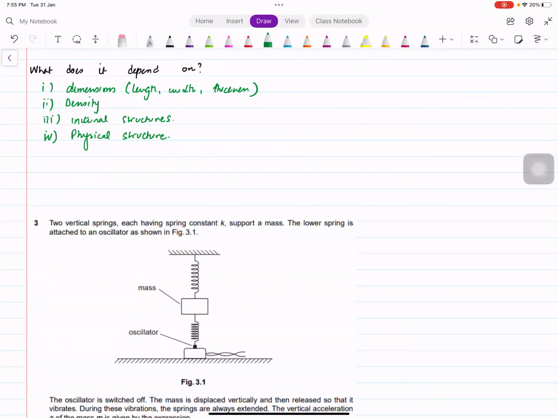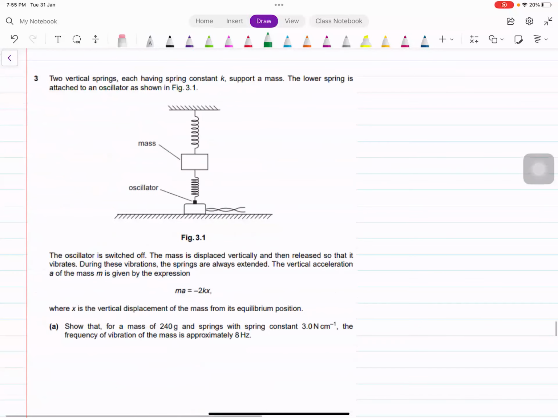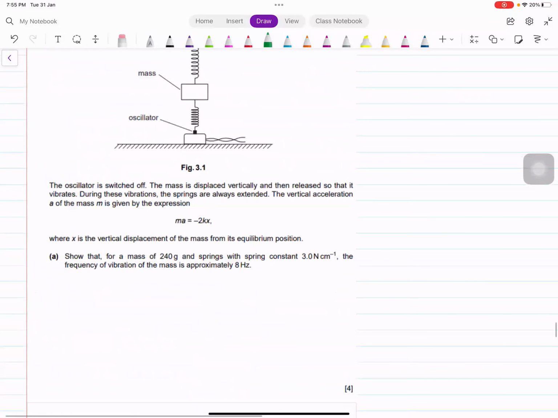So for example, in this question, it says two vertical springs, each having spring constant k, hold a mass, and a lower spring in oscillation, right? So they've given you this equation. And now they say show that for mass 240, the springs with this spring constant, the frequency of vibration of the mass is approximately 8, right?